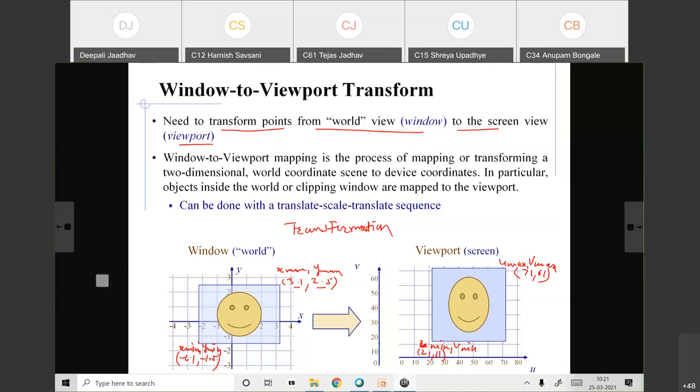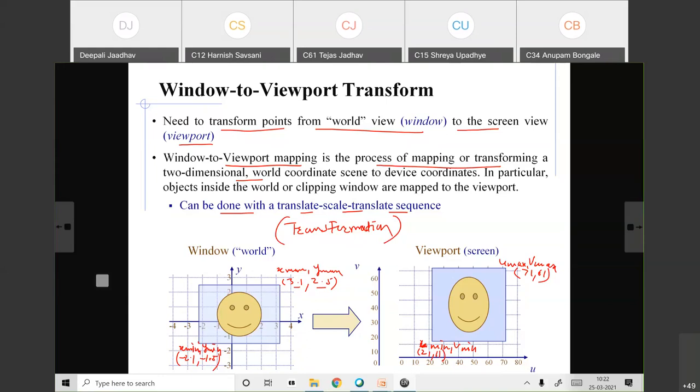So window to viewport mapping is the process of mapping or transforming two-dimensional word coordinates, means X min, Y min, X max, Y max, to the device coordinate. Now this is our device. This LCD screen is a device. So this process, converting the word coordinate, transforming the word coordinate to this device coordinates, that is U min and V min, U max and V max. And that process is done with the translate, scale and translate, that we use already in the method of 2D and 3D transformation.